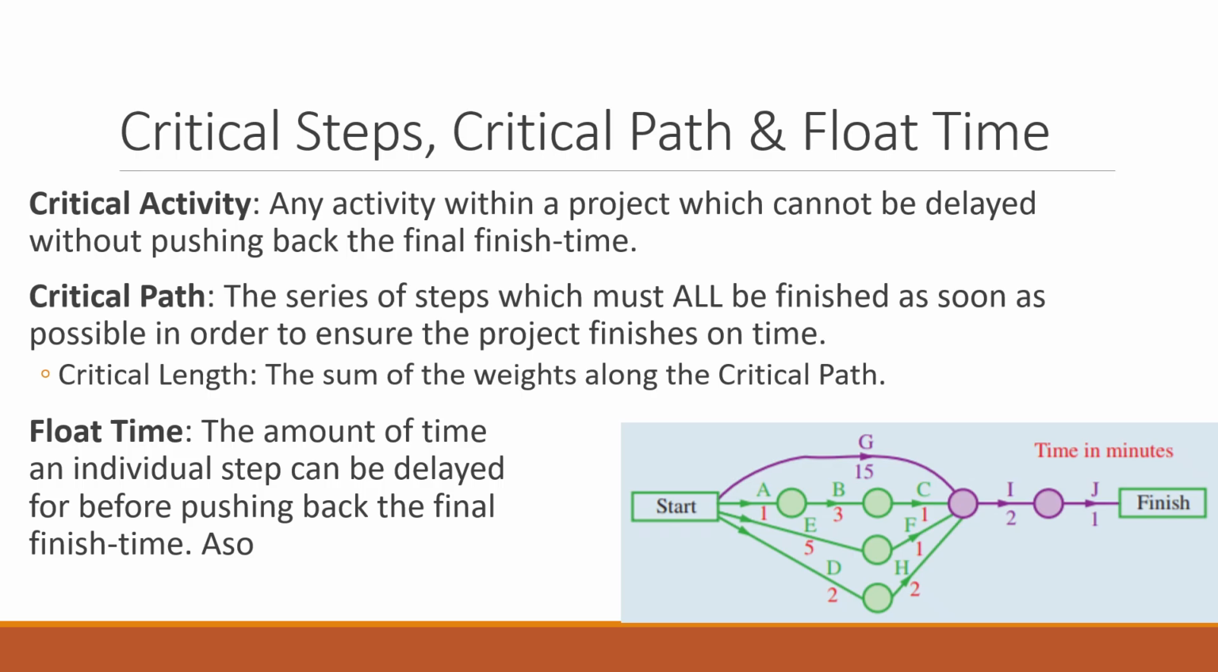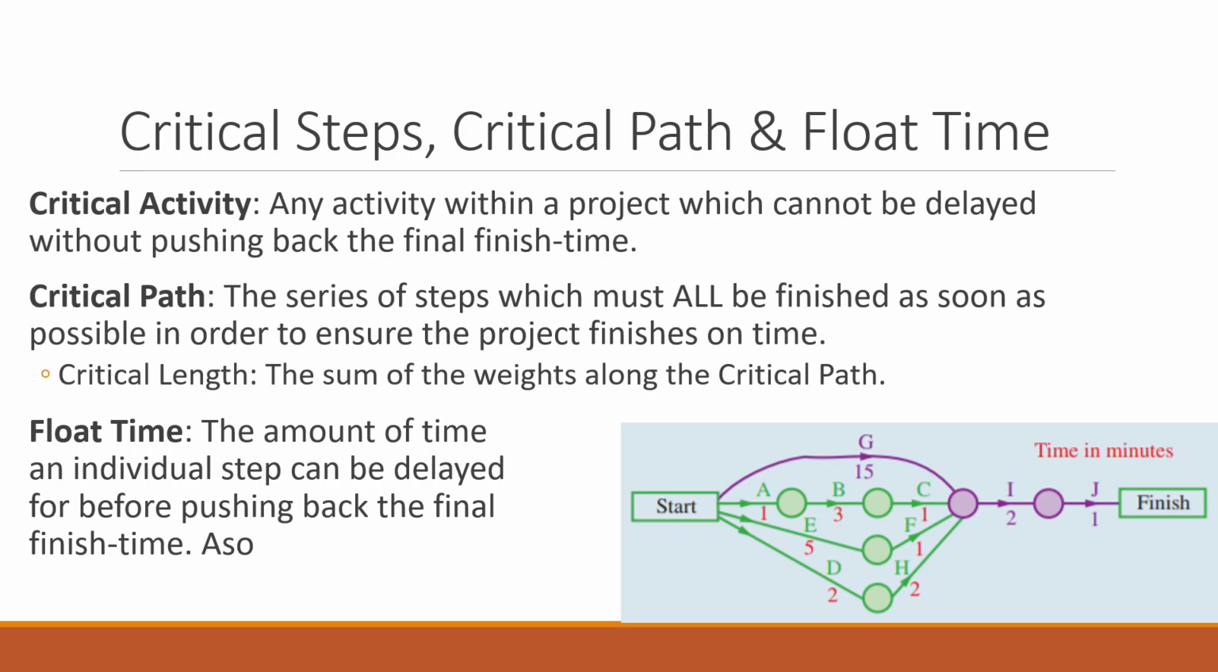So we have critical steps or critical activities. We have the critical path and we have float time. Now, just one by one, a critical activity is any activity within a project which we cannot delay without pushing back the final finish time of the activity. Okay, so for example, if I'm building a house, I need to make sure that I've got a foundation down before I try to do things like building the walls or building the roof. Okay, so that means if I delay the finishing of the foundation, there might be a whole host of other tasks that get delayed. So when we have that kind of situation going on, we call that activity critical. So in this case, the building of the foundation of the house would be a critical activity.